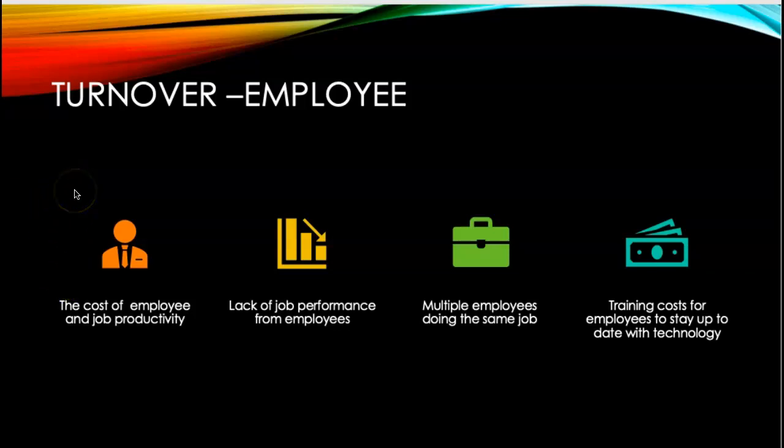The cost of the employee and the job productivity is an issue, because either employees are underpaid or don't feel as if they're getting enough. The job performance may not be at 100%, so they may fall short in performing the quality of work. Another issue could be that we have multiple employees doing the same type of job, again, not providing the top quality or just providing a whole lot of variety.